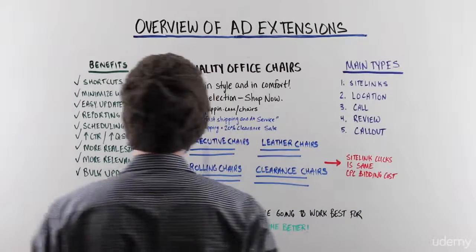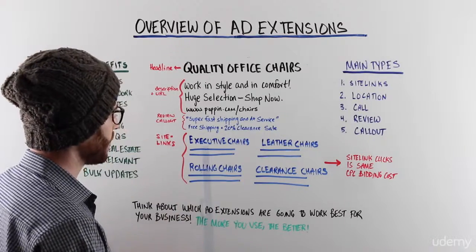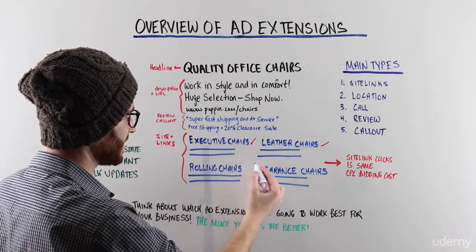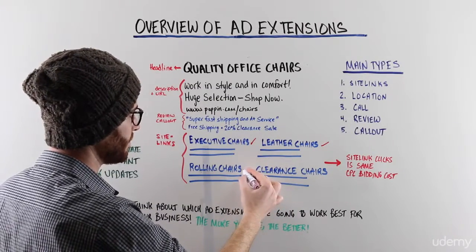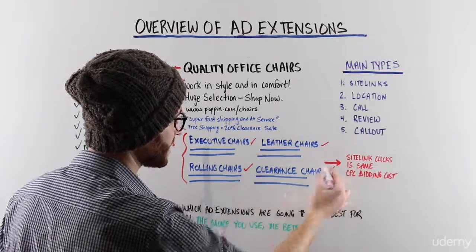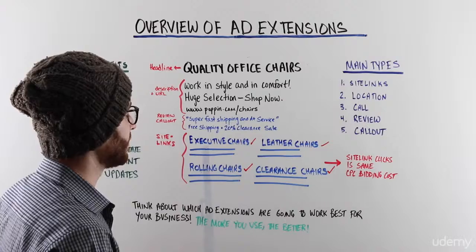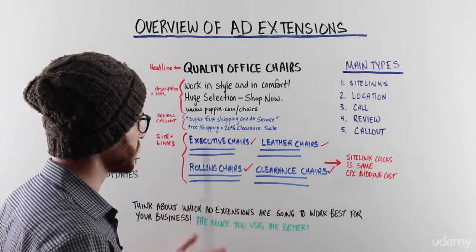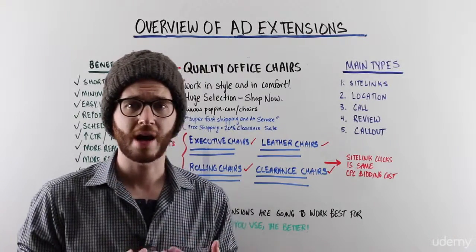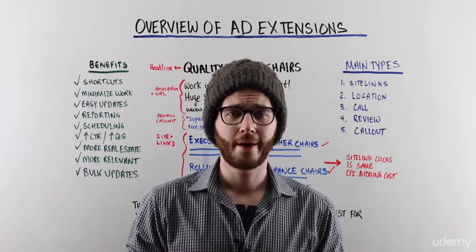So for example, we could have a site link extension where one headline talks about executive chairs, one talks about leather chairs, another site link could send users to the page on our website that talks about rolling chairs, and we could have clearance chairs or chairs at steep discounts. Each of these site links is going to have its own description, so we could talk about the features and benefits of executive chairs, leather chairs, rolling chairs, clearance chairs, and so on. So it gives the person who's searching the ability to find what they're looking for with one click in a more specific way.